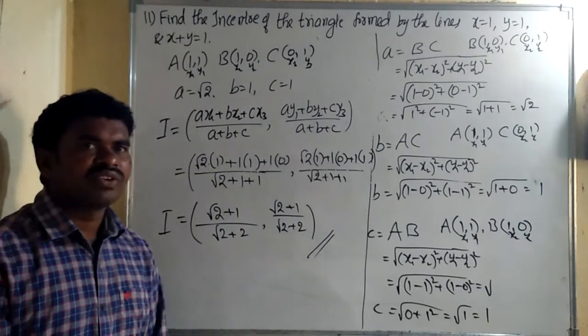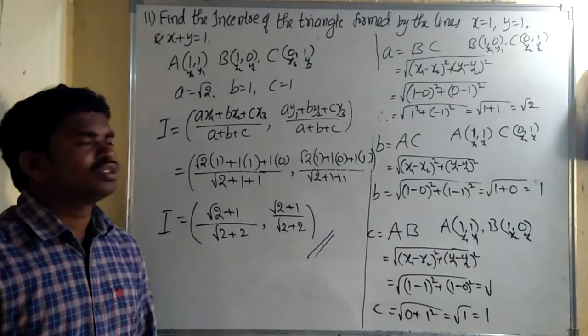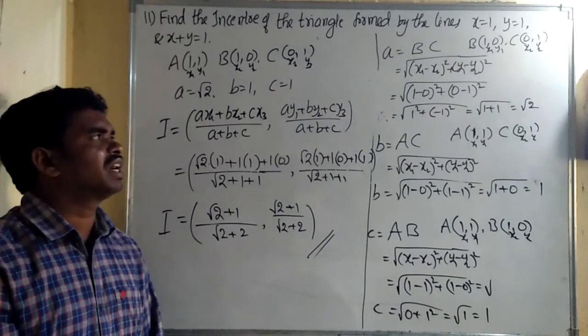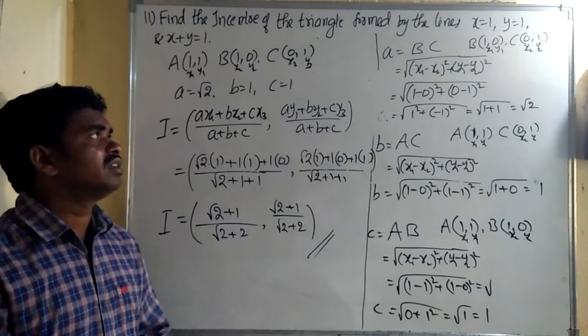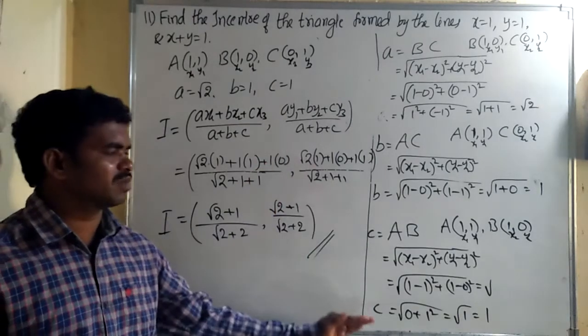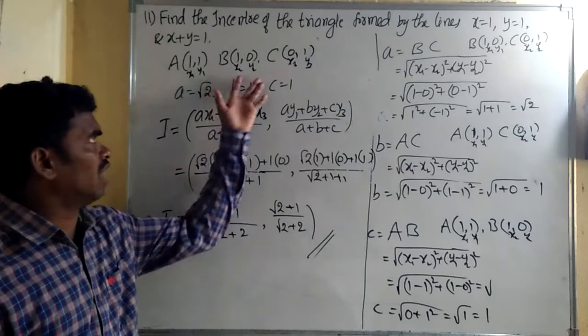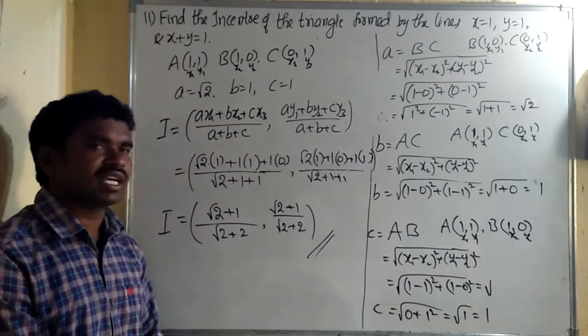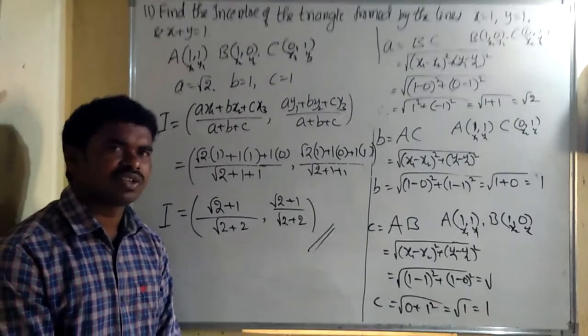Is it clear? We first solve the equations. We get vertex A, vertex B, vertex C. After getting the 3 vertices, find what is small a, what is small b, what is small c. Then write all values, take the formula and substituting that we can get the answer. Incentre. Let me take one more problem.